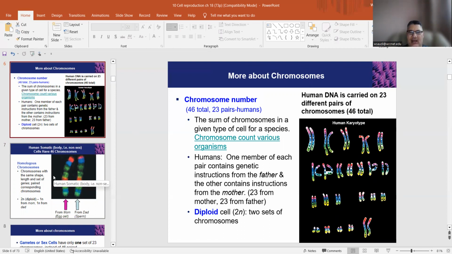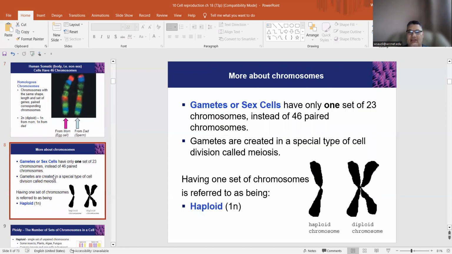What's somatic cells? Somatic, what does it mean? Somatic is coming from soma, which means body. So skin cells, yes, 23 pairs, just like this. Liver cells, yes. Bone cells, yes. Any cell in your body, yes. All of them have the same karyotype that you saw.